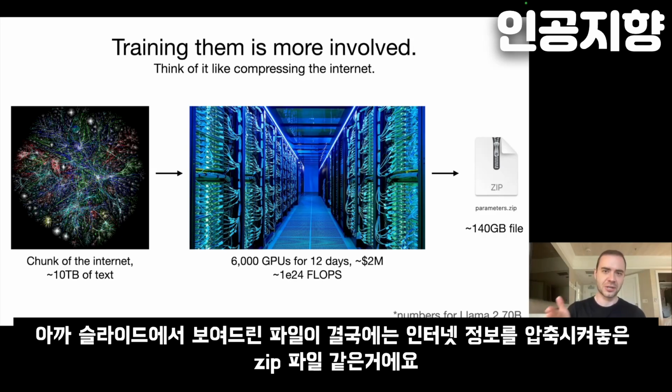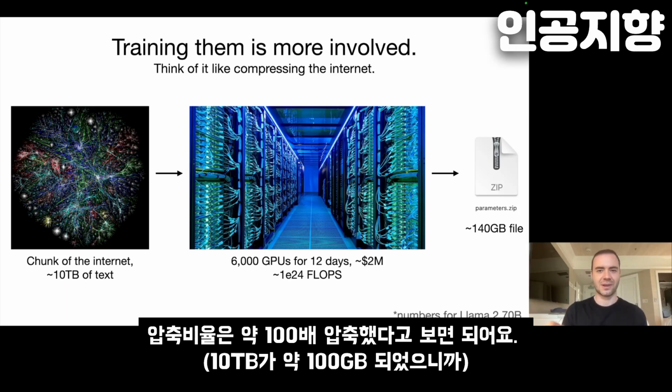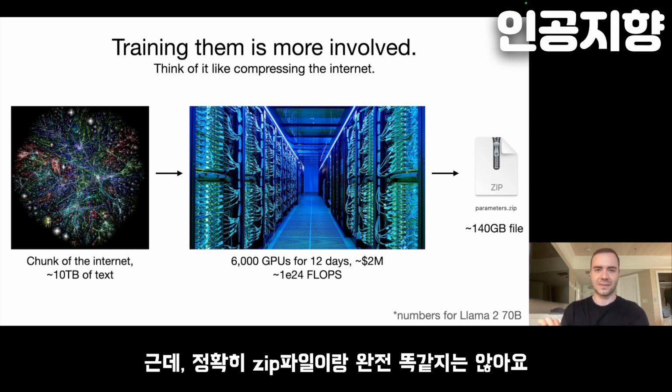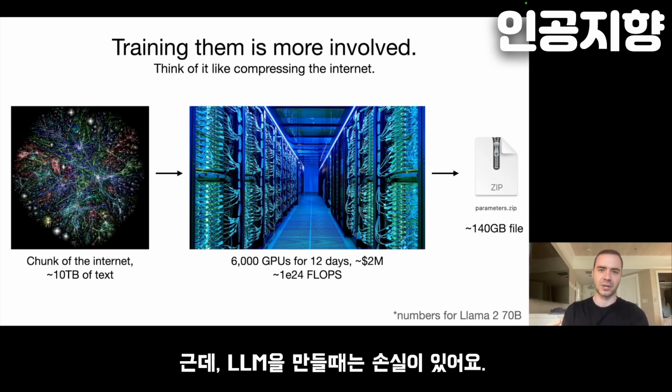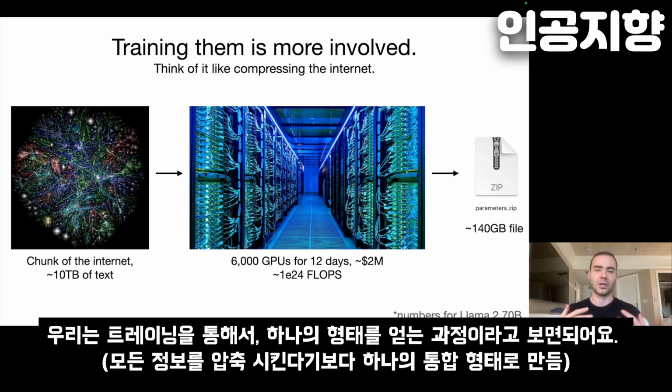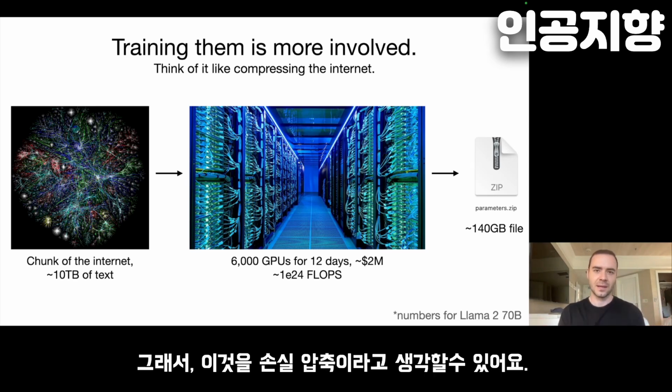So these parameters that I showed you in an earlier slide are best thought of as a zip file of the internet. And in this case, what would come out are these parameters, 140 gigabytes. So you can see that the compression ratio here is roughly 100x, roughly speaking. But this is not exactly a zip file, because a zip file is lossless compression. What's happening here is a lossy compression. We're just getting a kind of gestalt of the text that we trained on. We don't have an identical copy of it in these parameters. And so it's kind of like a lossy compression. You can think about it that way.